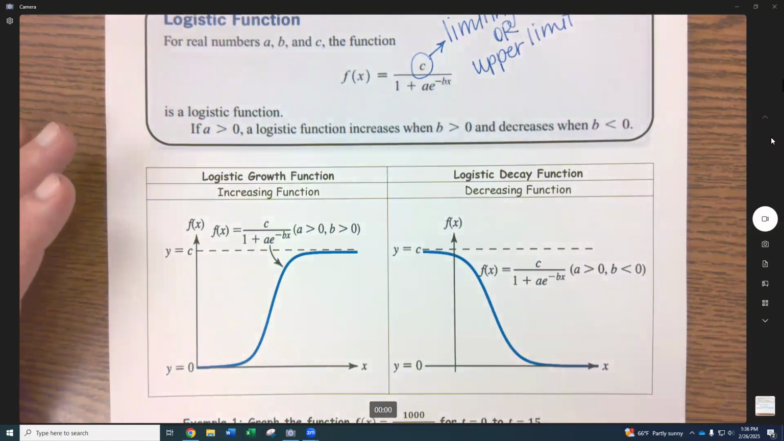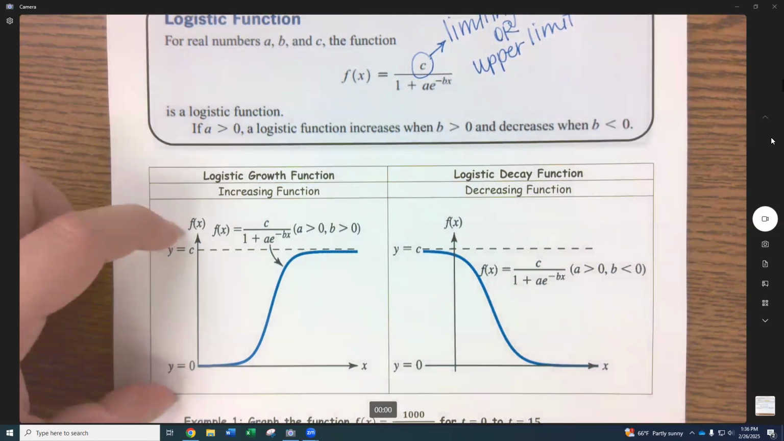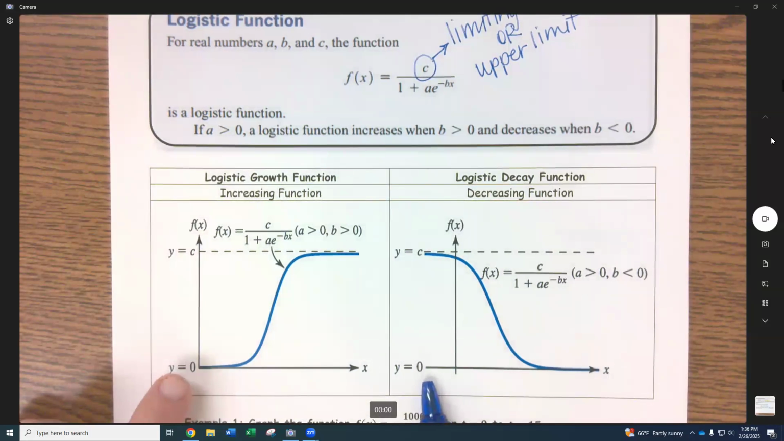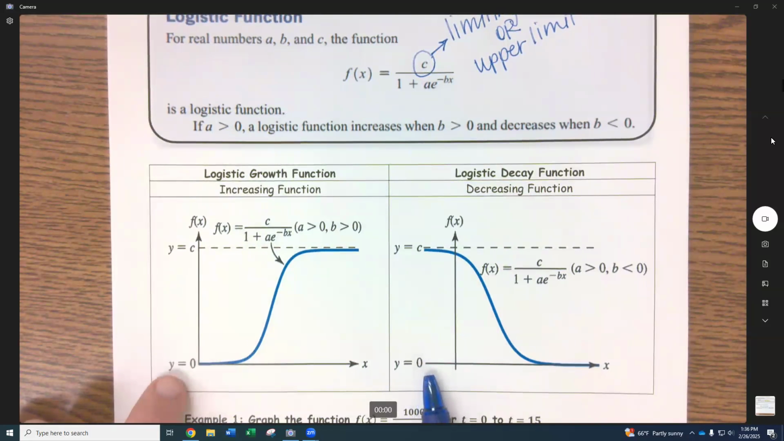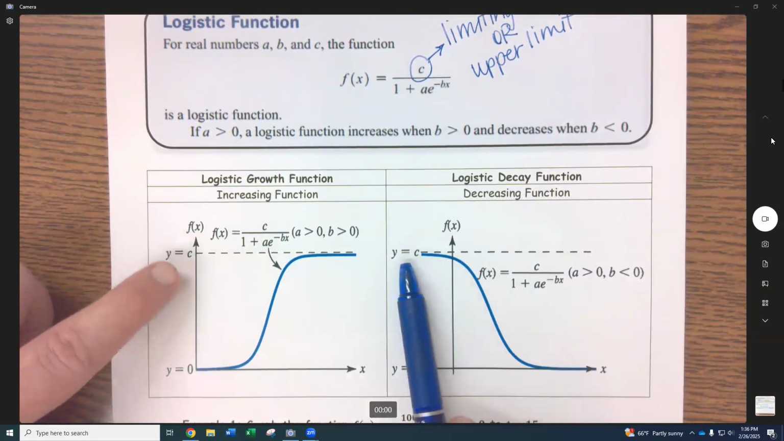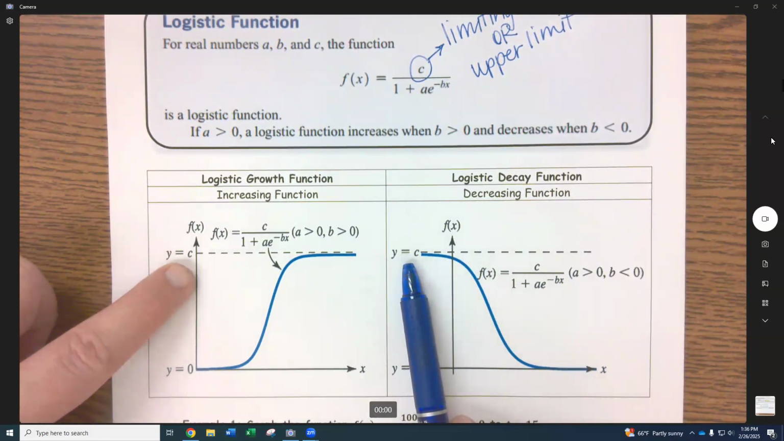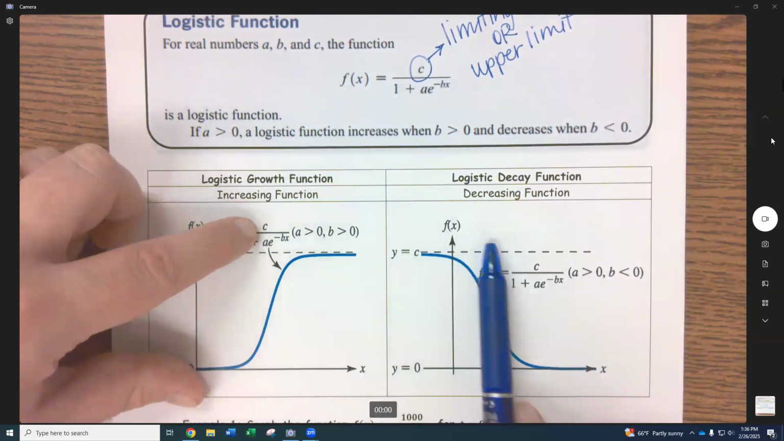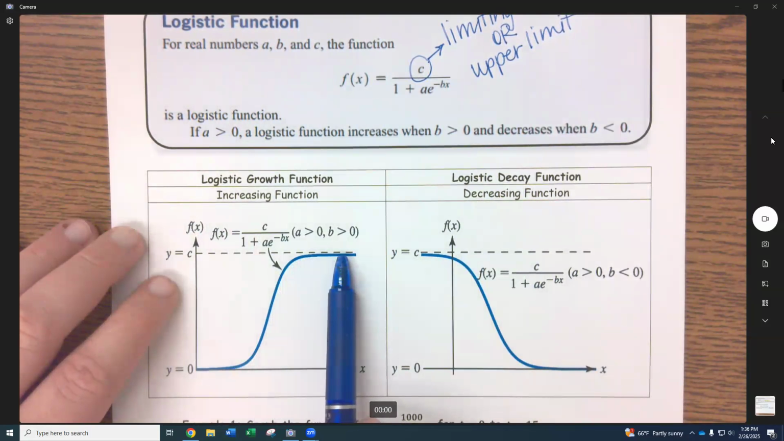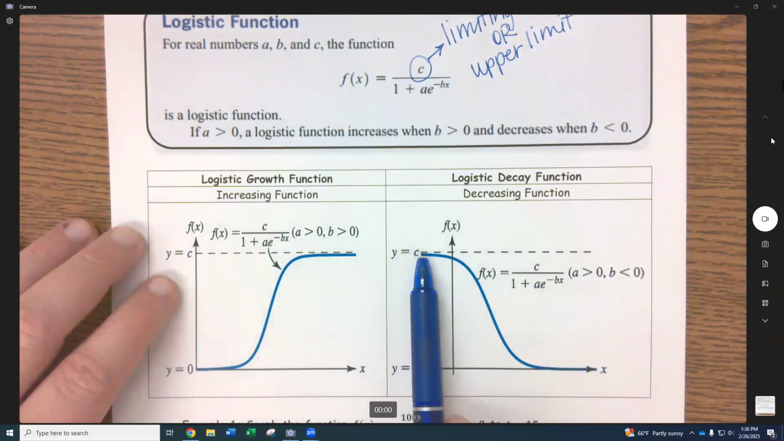These both have the same kind of restrictions on the range. Both of these have a horizontal asymptote at y equals 0, whether that's where it starts or where it ends. And then the other horizontal asymptote is going to be at that limiting value or upper limit, y equals C. So whatever that number is up at the top, that's either what it's going to approach, where it starts leveling off, or where it starts.